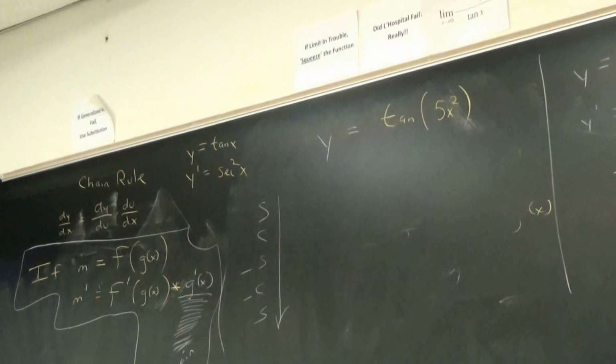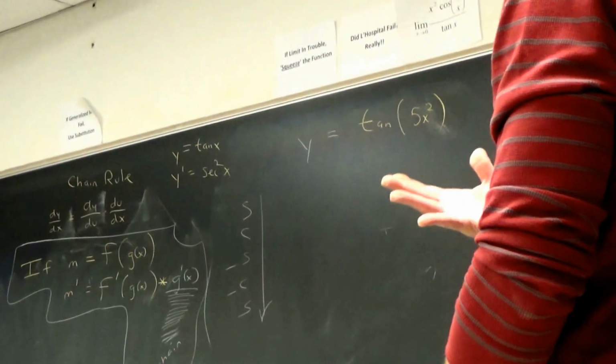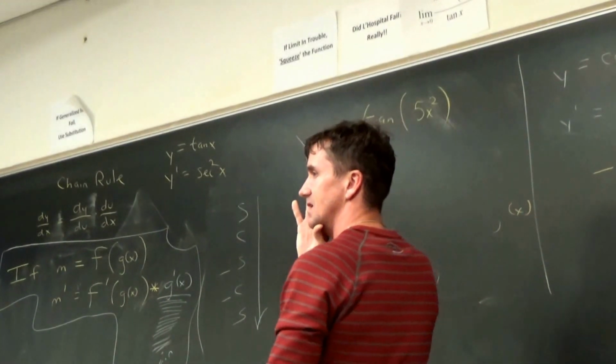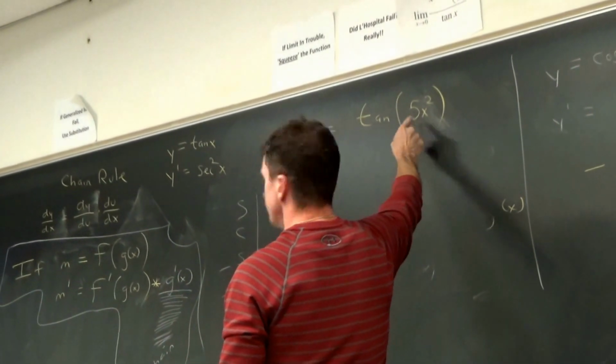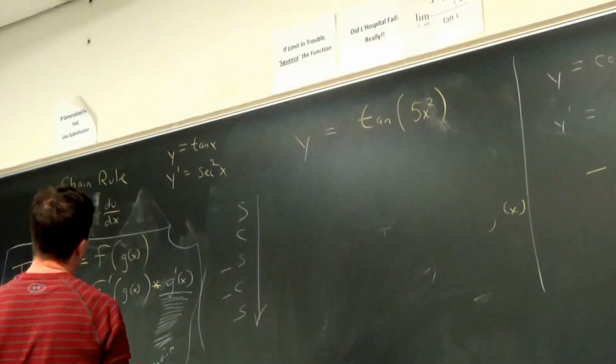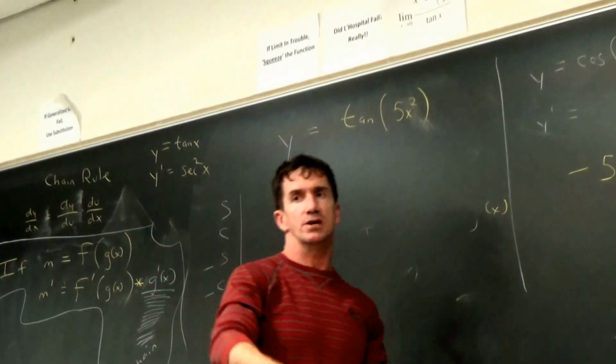So what would tangent of 5x squared be? I think you see where g is though, right? Josephine, you see the g, don't you? In this problem, where's g? Yeah, there you go. You're going to go f prime of g times g prime. Don't forget the chain.